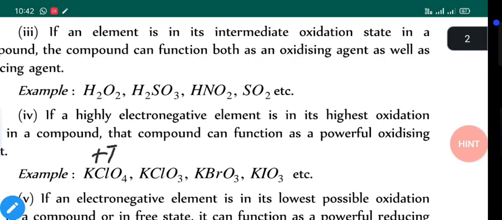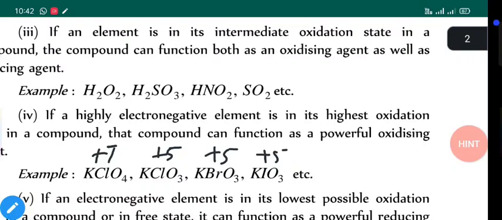Then second chlorine contains +5 oxidation state. Then Br +5, iodine +5. So all of them have comparatively very high oxidation states, and all of these elements are electronegative elements.